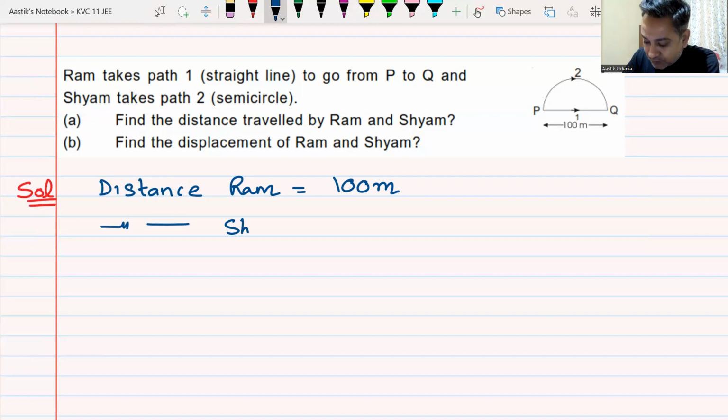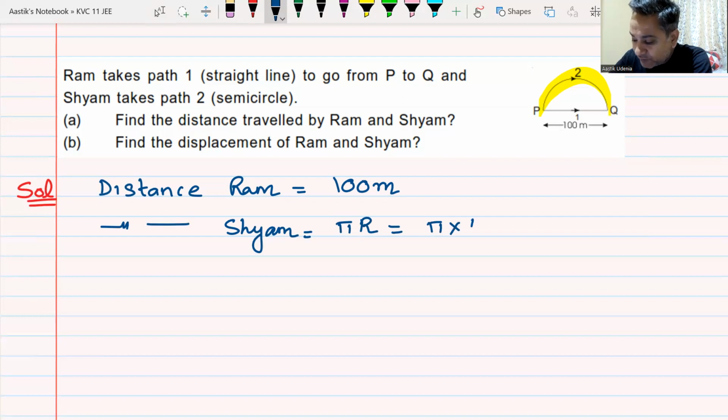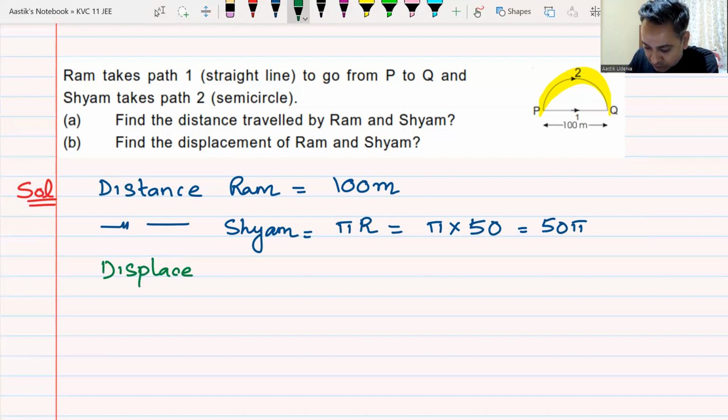Distance traveled by Sham. Now to get the distance traveled by Sham, what you got to do is you have to find the length of this path, which is a semicircle. Circumference of half of the circle, semicircle, and that will be equal to pi multiplied by r. Pi is pi, r is 50, so the answer is 50 pi. Do we get this, everyone? Well done. Now let us move on to the next part, displacement. Displacement of Ram.